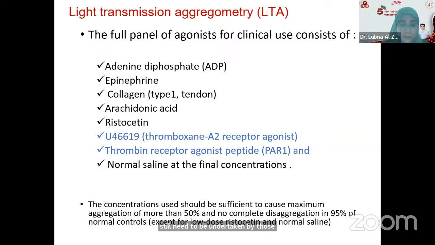British guidelines advise using the full panel of agonists for clinical use in first-line investigation, which is, beside the five agonists, the other new ones: the thromboxane A2 receptor agonist and the thrombin receptor agonist type.